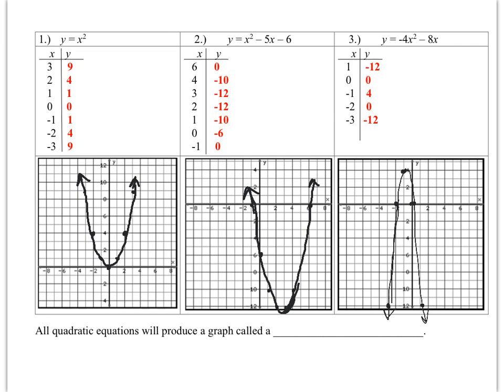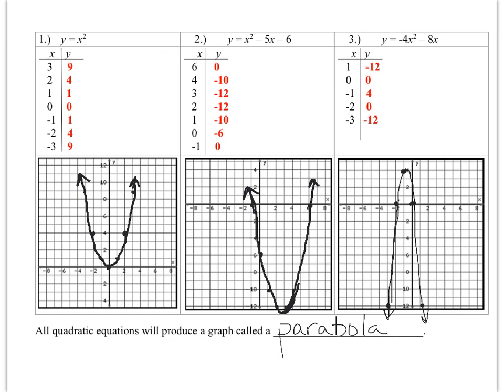And just trivia, the reason that these guys open upward is because our x squared terms are positive. And the reason that this one opens downward is because my x squared term is negative. These little guys are called parabolas. So all quadratic equations produce a graph called a parabola.